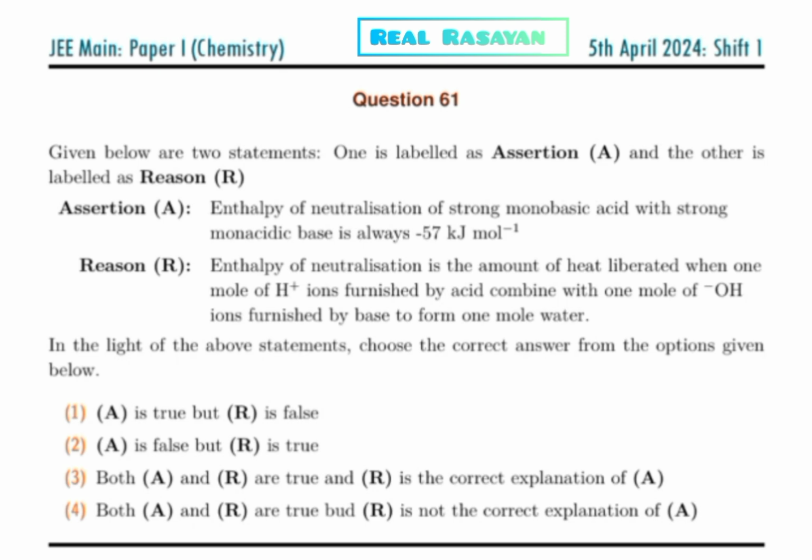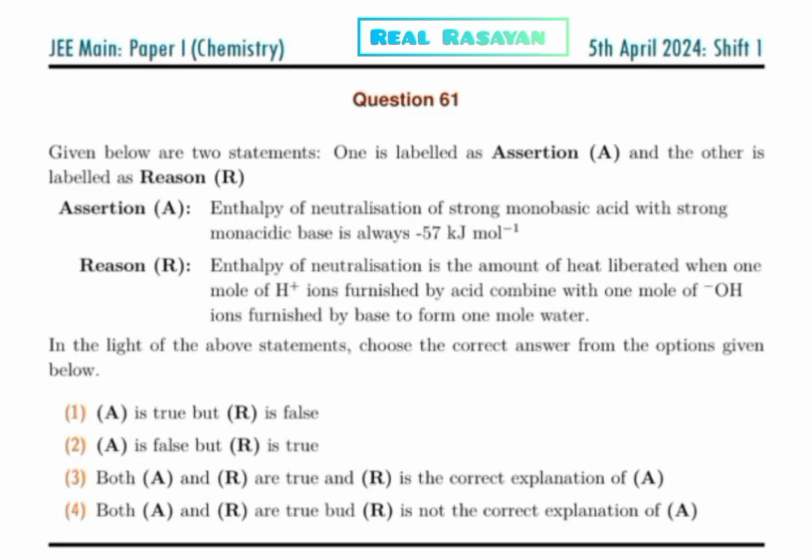Dear students, this is a question of JEE Mains Chemistry, from the first shift of 5th April 2024. The question says: given below are two statements, one labeled as assertion and the other labeled as reason.